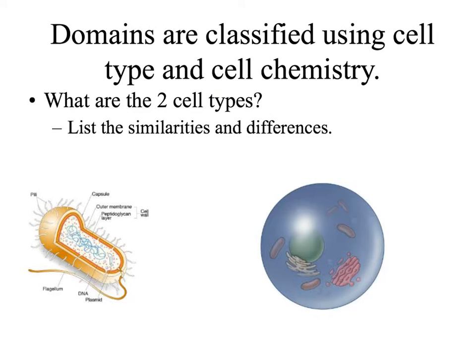So remember, we've looked at the two cell types in Unit 1. So this is a review question for you guys to work on. Think of all the similarities and differences between prokaryotic and eukaryotic cells. If you don't remember, you may want to take a few minutes and pause this video to go back and review the similarities and differences between these cell types.